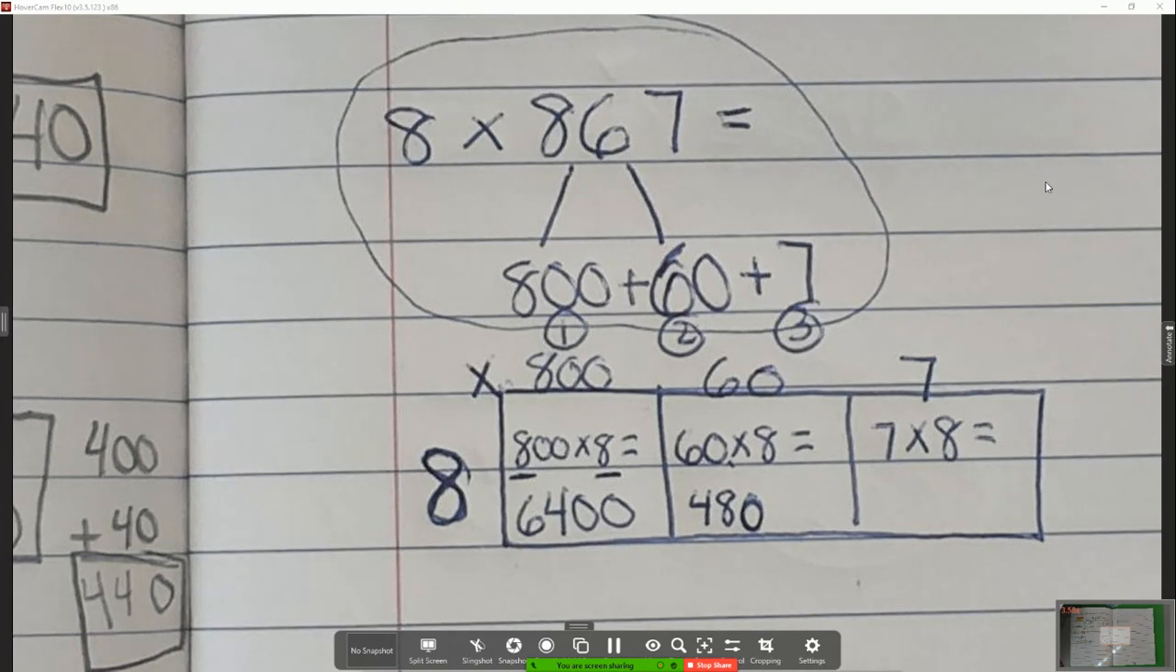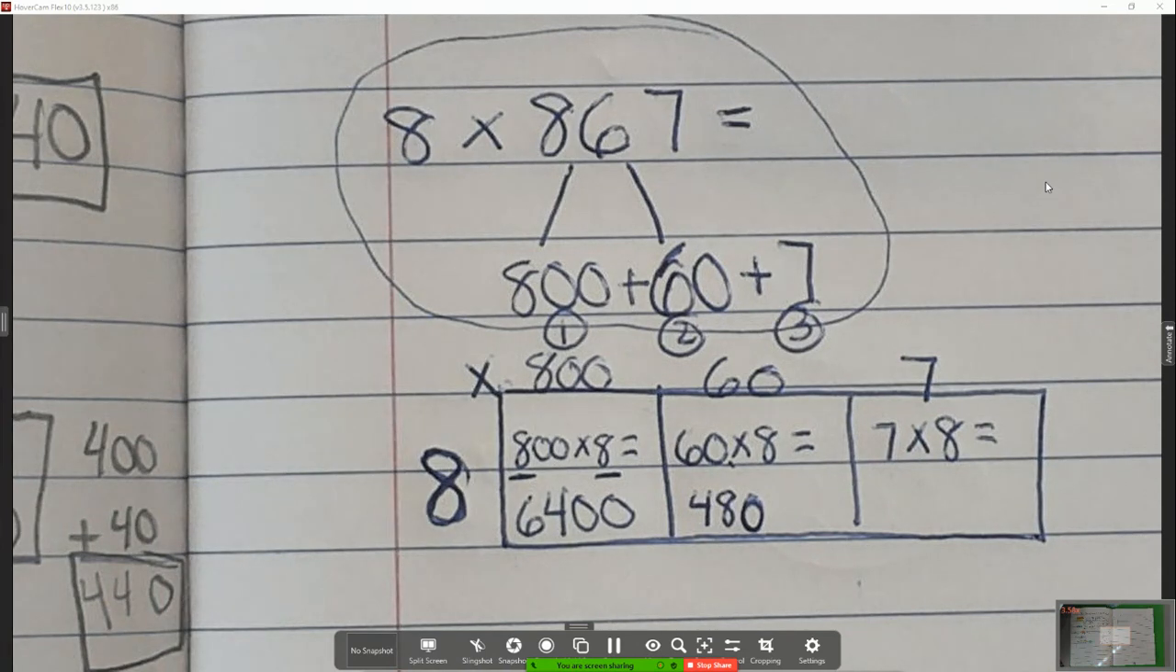Equals. 7 times 8 is... Again, if you don't know your facts, make sure you have your sheet with you, because I'd rather you get the fast facts correct than get that incorrect and now your whole answer's wrong. So I want to know what 7 times 8 is. 7 times 8. 56. I want a hand, though. Let's see here. Wyatt, what is 7 times 8?